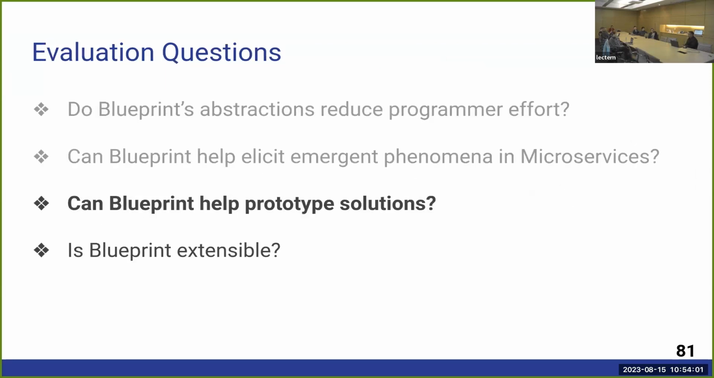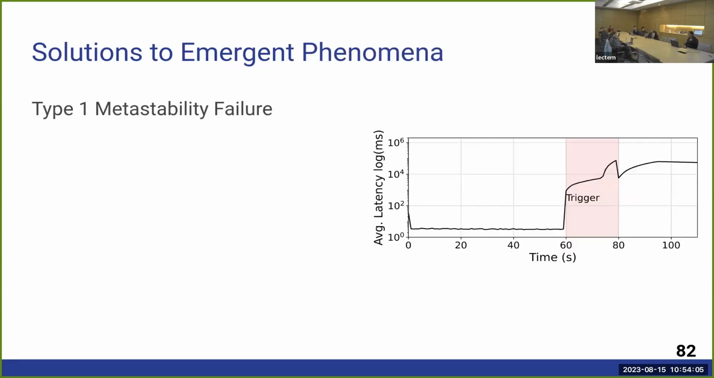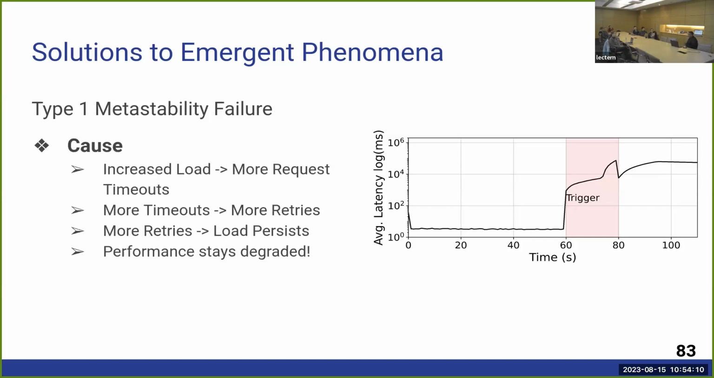So next question is, can Blueprint actually help prototype solutions? We take one of the metastability failures, and I'll tell you how this failure manifests. First, there's an increased load, which leads to more request timeouts. Because there are more timeouts, there will be more retries in the function or in the application. Now imagine if you have services that are always retrying when there's a timeout, you're going to keep increasing the load over and over again. That means your performance will eventually stay degraded, even if you remove the increased workload, right?